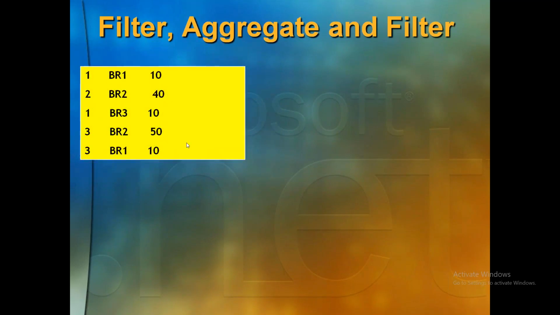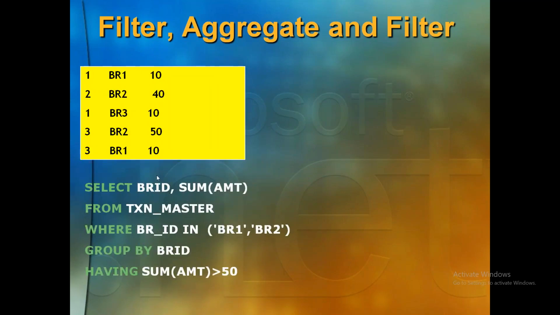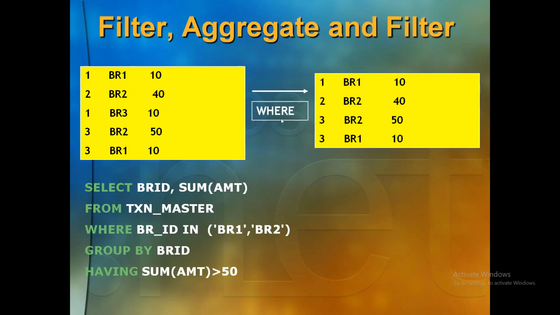So this is my data, and this is a transaction table. This is the query. What is the table name? Transaction master. So branch ID, sum of amount. What I am trying to do is go to this table where branch ID in BR1 and BR2. First, the where clause is going to be applied. BR3 data got eliminated. Have you seen the first filter clause, that is the where clause, applied?